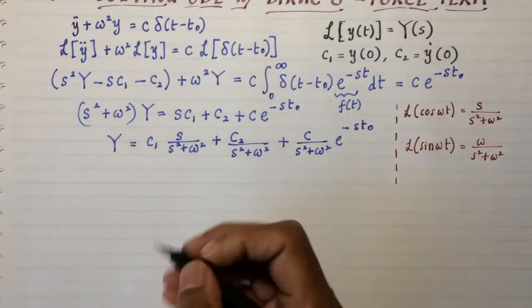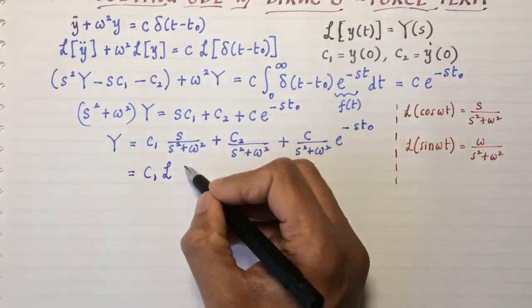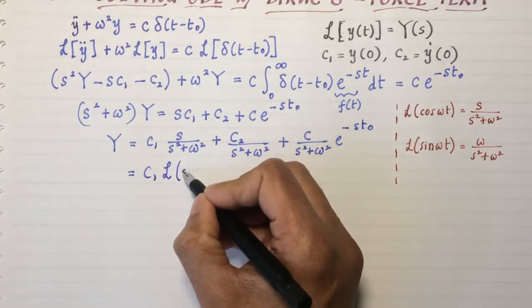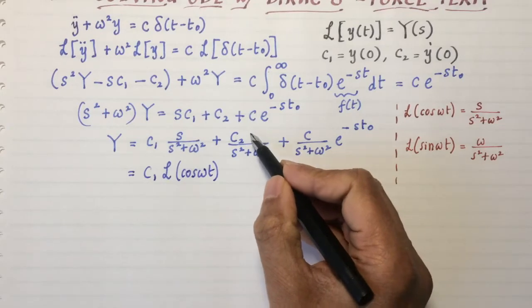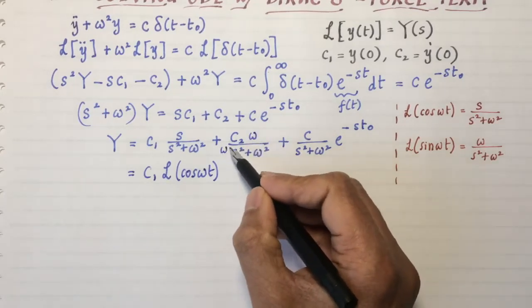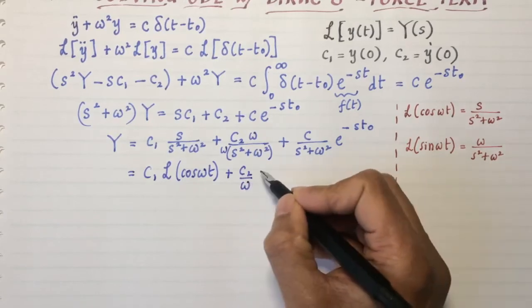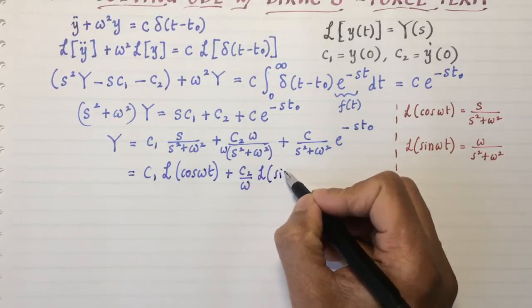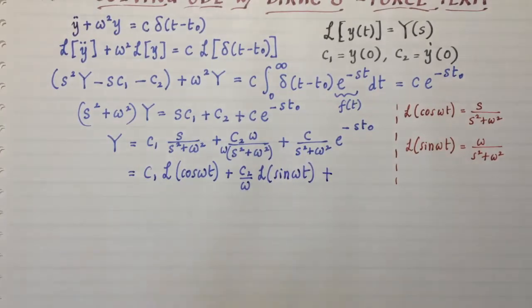Let's proceed. So this is going to be C1 times the Laplace transform of cosine omega t. Now to get omega, I can multiply and divide by omega. So I get C2 over omega times the Laplace transform of sine omega t, plus something we don't know. Now here I would like to introduce a lemma called the translation lemma.